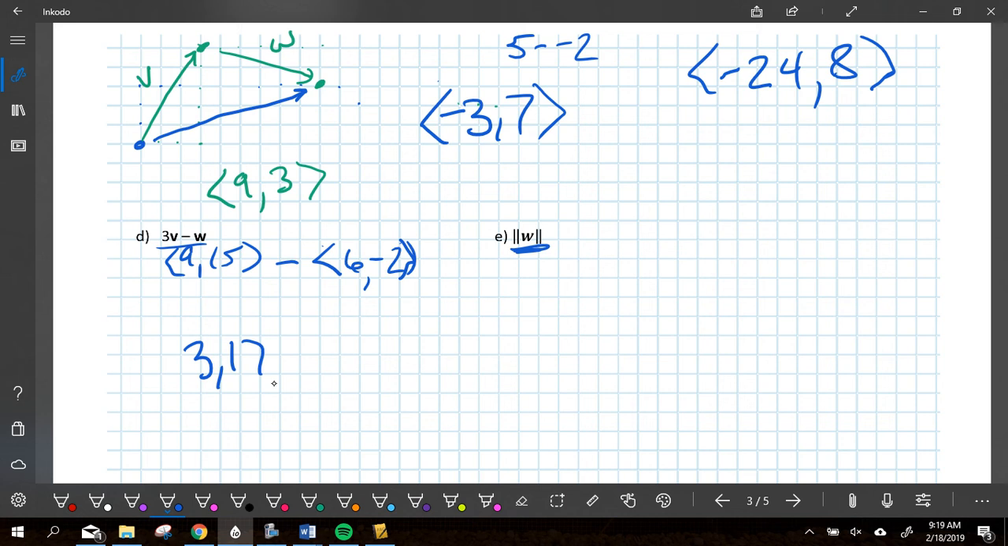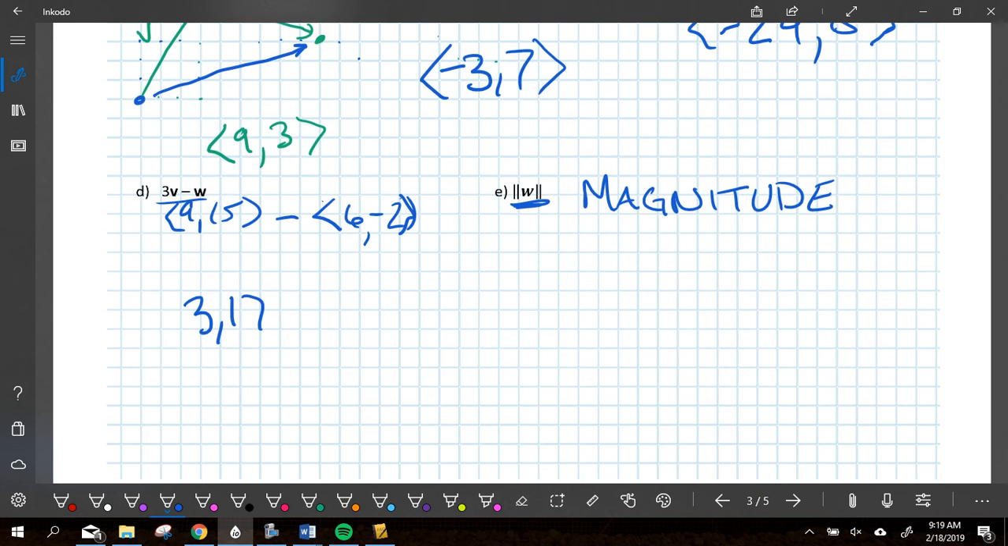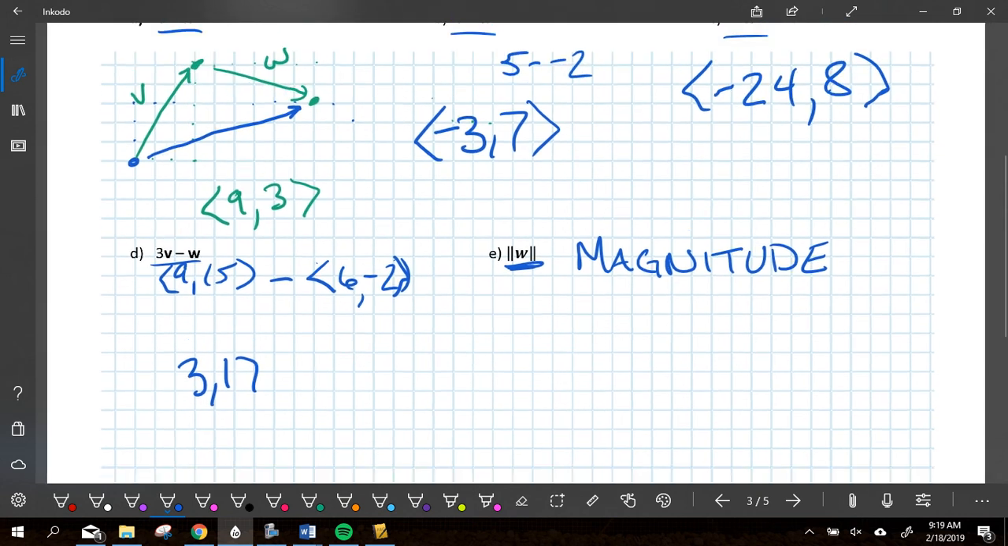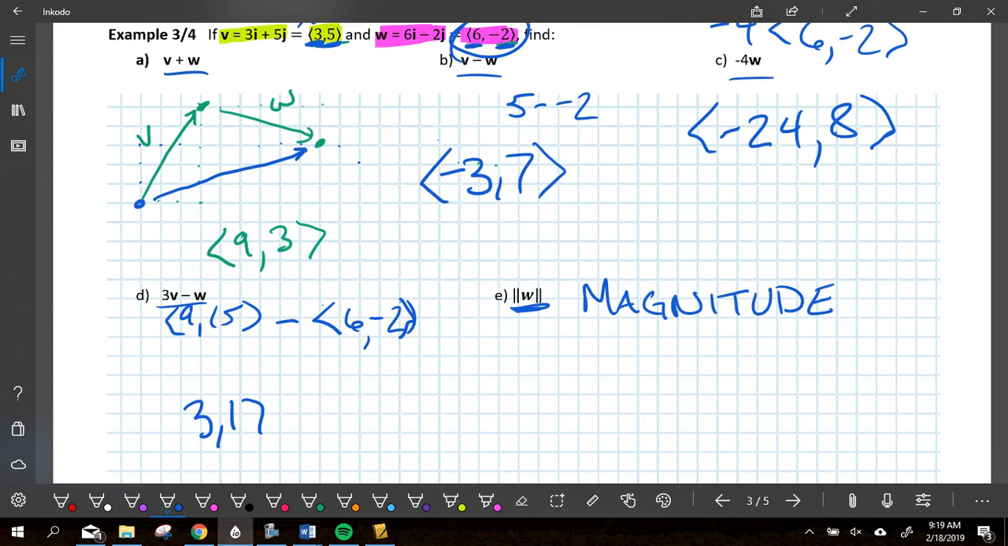Good. I'm glad you all said it in unison. The answer is magnitude. The double bar means the magnitude. Or in other words, what does magnitude mean? The distance, the length, the size, all of those things put together. All right, so we are finding the magnitude of W.